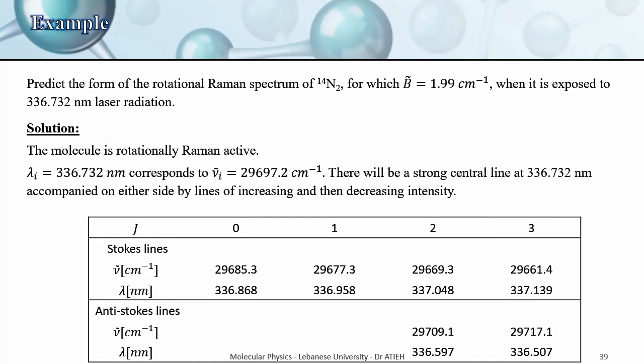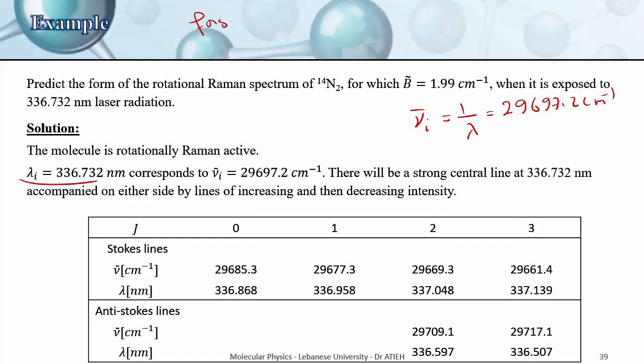The Rayleigh line in the middle corresponds to a wave number which should be calculated. We have the wavelength lambda. So to calculate nu I bar, nu I bar is simply 1 over lambda. You just substitute for lambda and you will get 29697.2 centimeter minus 1. Don't forget to change units to get the answer. And now we have to find the frequencies of the rest of the lines. I've already explained them, but I want to re-explain them again.